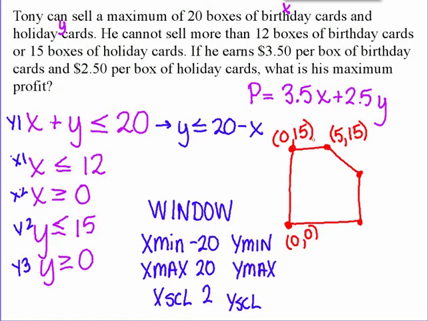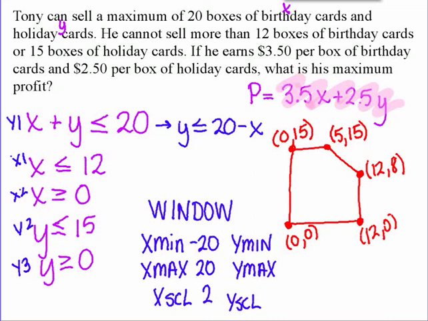Okay, do we know another one? Bottom right. Yep, this one? It's 12, 0. And then what's this one going to be? 12, 8. So now what I need to do is take those values and plug those into my 3.5x plus 2.5y function. So I need to plug those in right here.